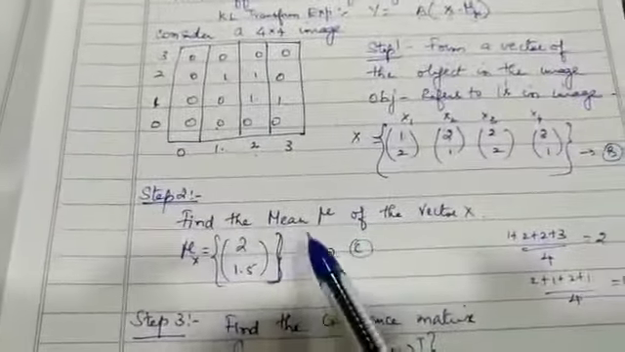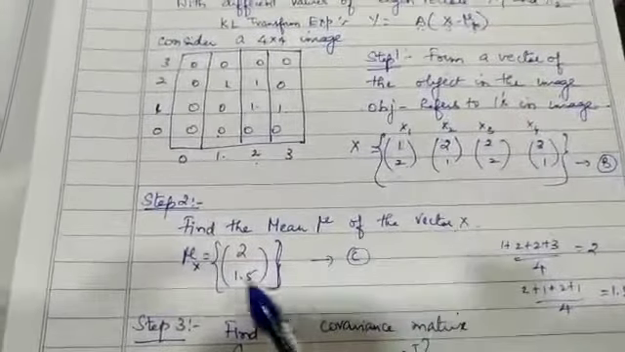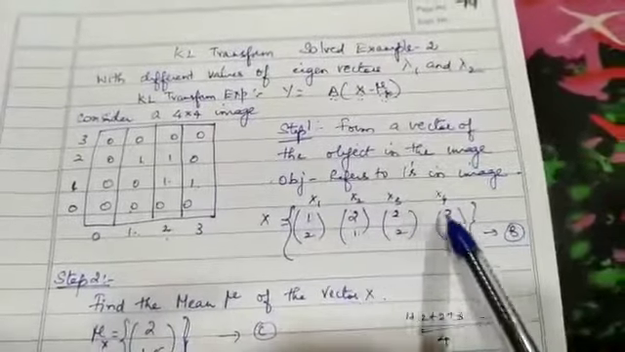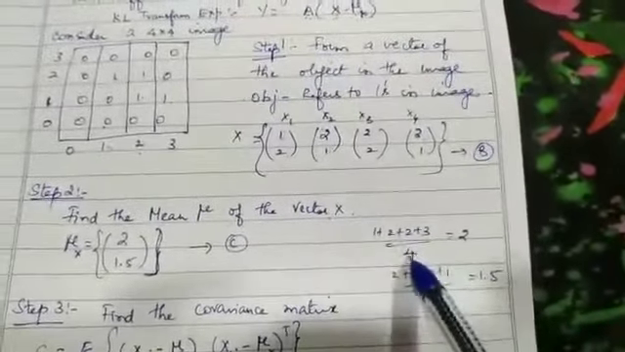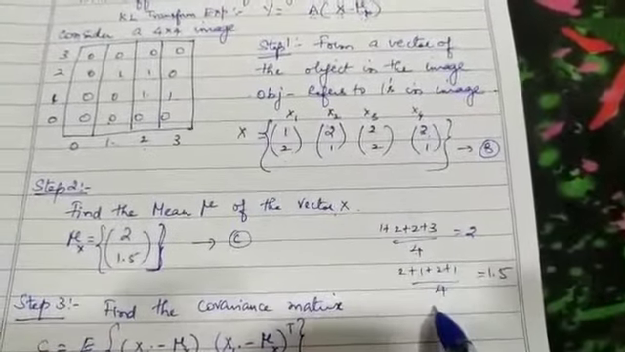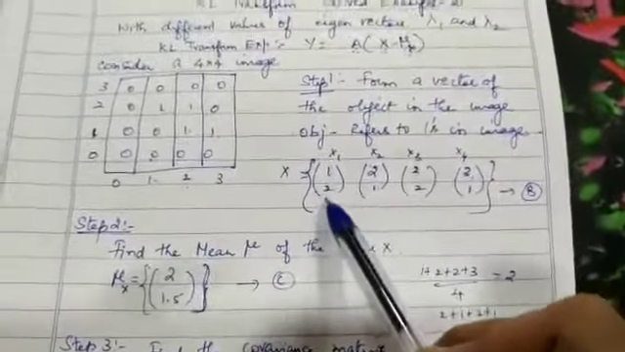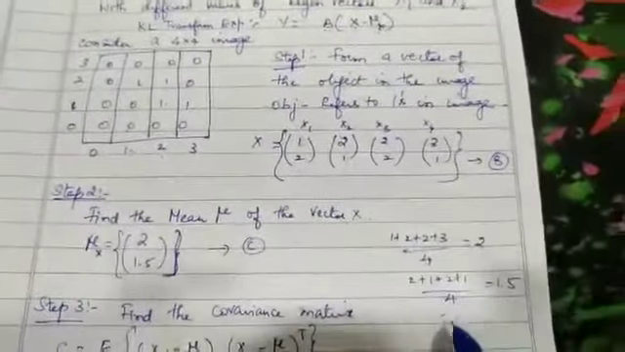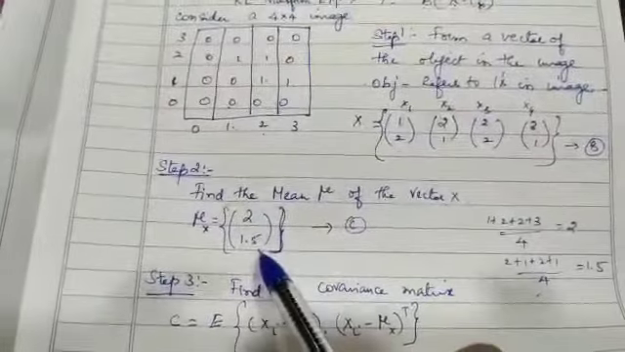Step number 2, find the mean of the vector x. So how do you find the mean? Add up all the first 4 values and divide by 4. I have done all the calculations on the right hand side for your reference. And add up the next 4 values and divide by 4. You get your mean vector.